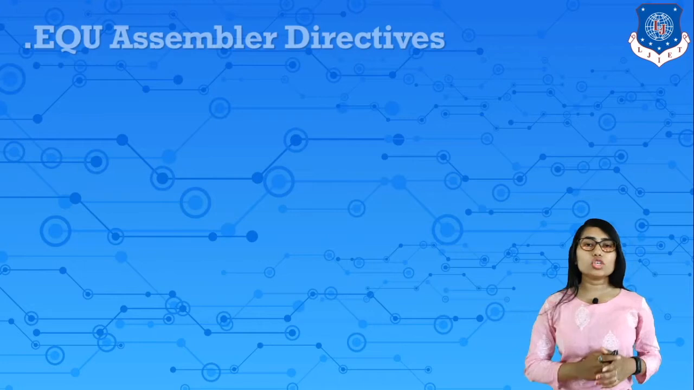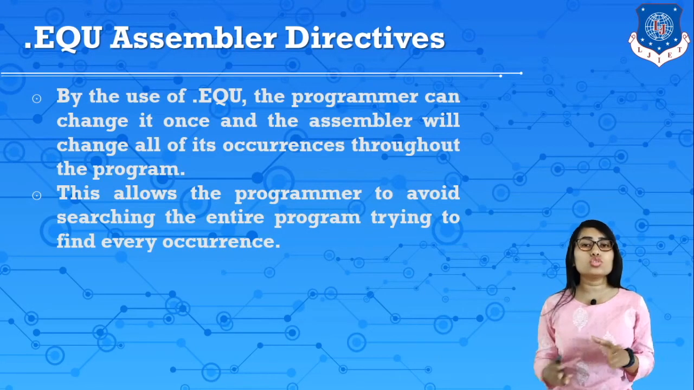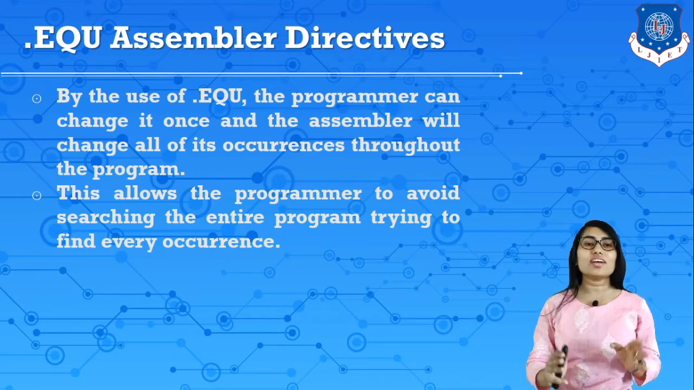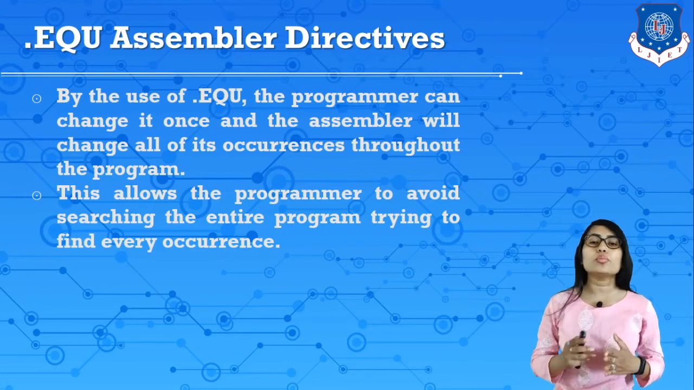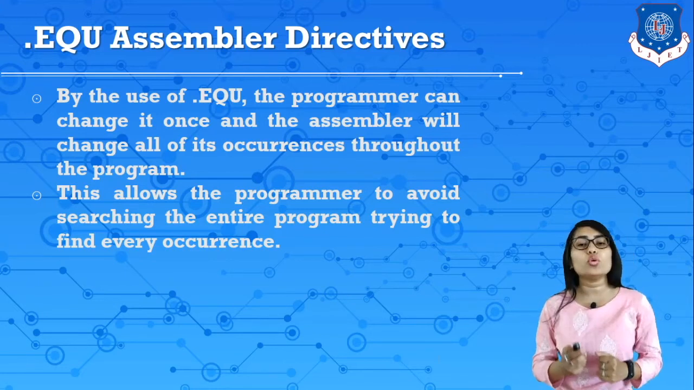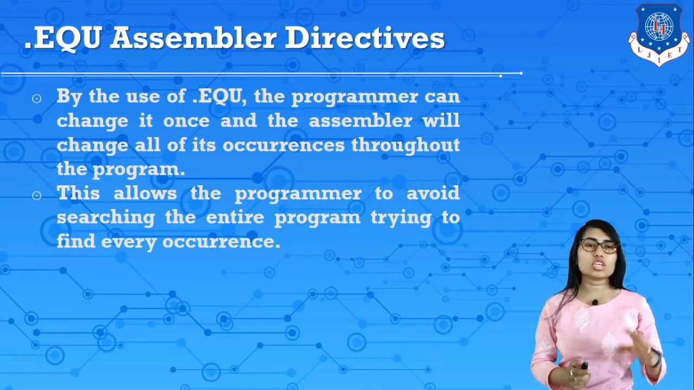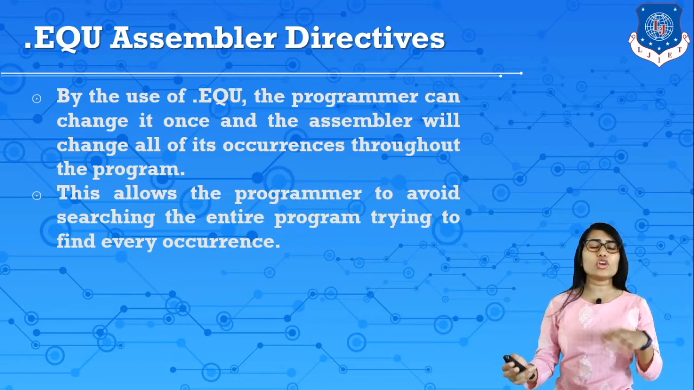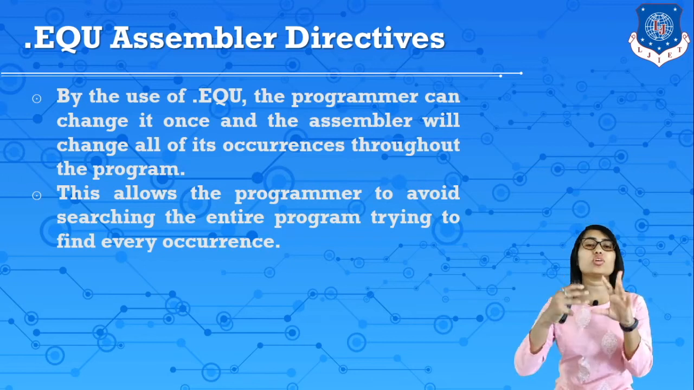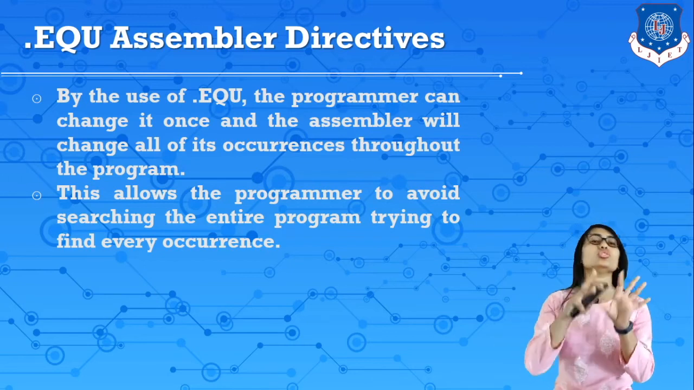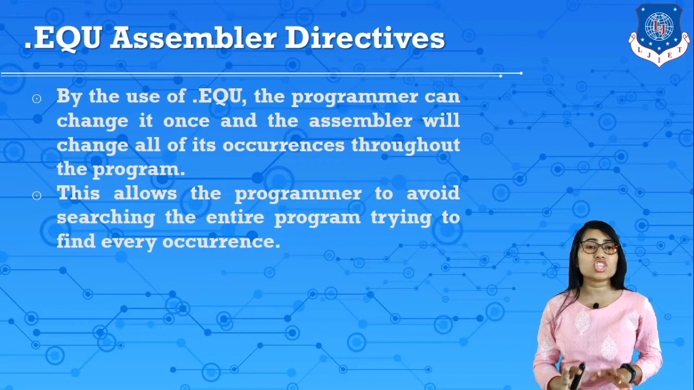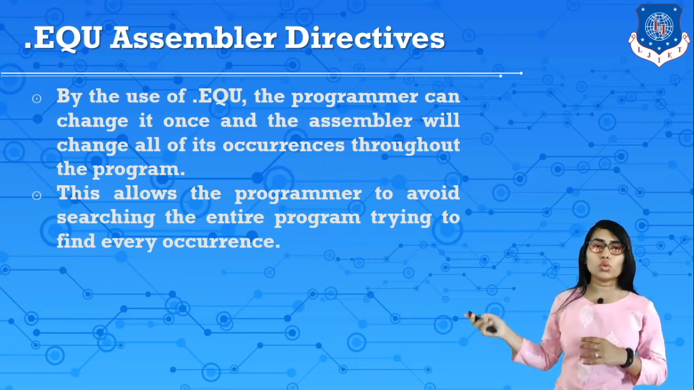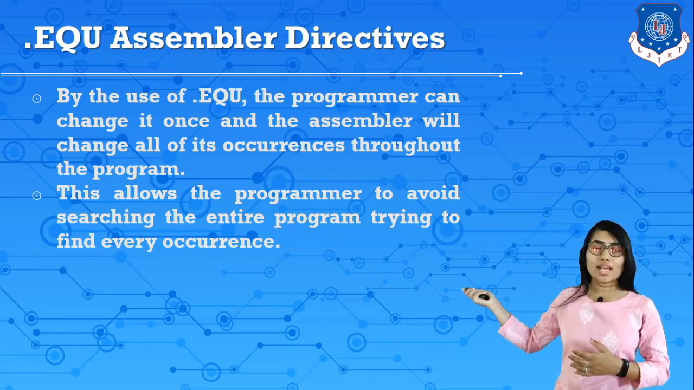The .equ assembler directive is basically used so that the programmer can change a value once and the assembler will change all its occurrences throughout the program. This allows the programmer to avoid searching the entire program to find every occurrence. It makes it easier for the programmer to use any kind of constant value which is going to be altered time and again. So this is the .equ assembler directive.